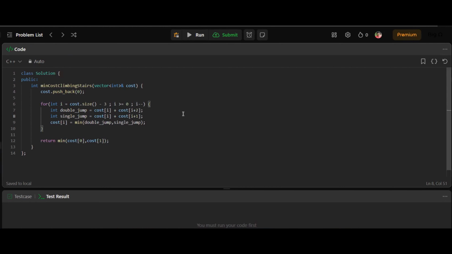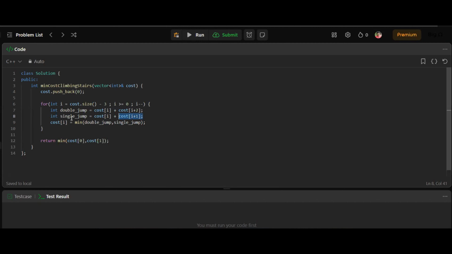At first, we are given a function named minimum cost climbing stairs, and the parameter of this function is a vector of cost. At first, we have to insert 0 into the last position of the vector, and after that, we have to run a for loop backwardly from cost of size minus 3 to 0, and each iteration we have to apply single jump or double jump, and by using double jump we can reach position I plus 2 from position I, and the cost of this double jump is cost of I plus cost of I plus 2, and by using single jump we can reach position I plus 1 from position I, and the cost of this single jump is cost of I plus cost of I plus 1.